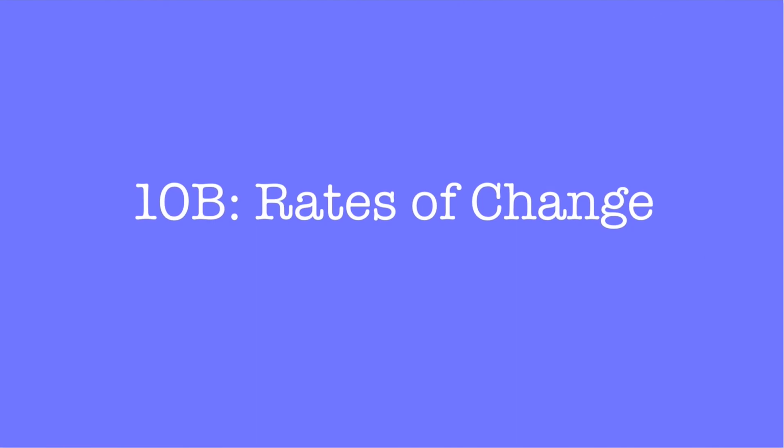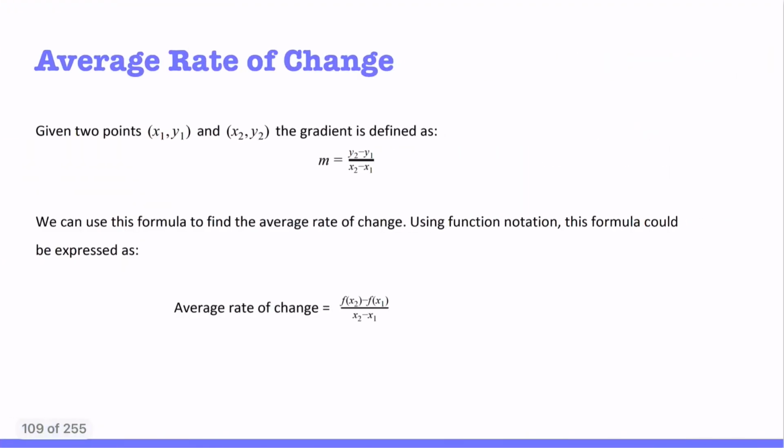Let's now move on to 10B, which is all about rates of change. And again, this is all stuff that you've done in year 11 and previous years. There are two types of rates of change. The first one is the average rate of change. So this is the key word. As soon as you see average, we are not talking about the gradient. We are talking about the formula y2 minus y1 over x2 minus x1.